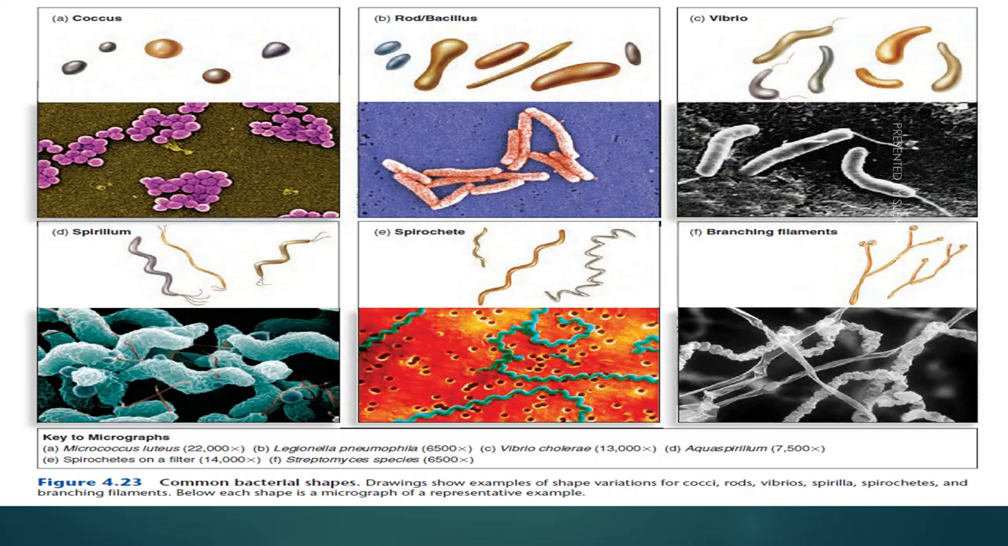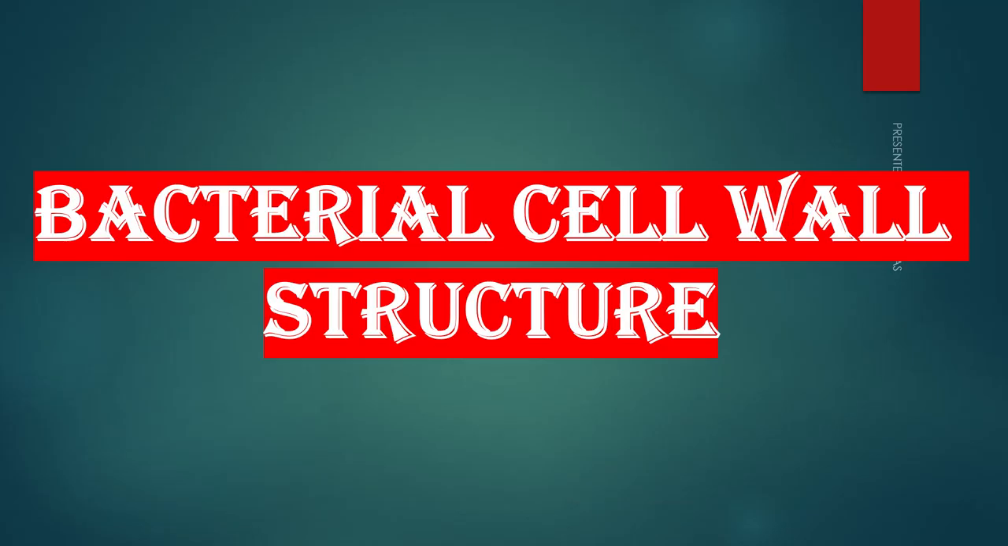And next, we can see them here: the coccus, rod shaped like this, vibrio like this, spiral shape like this, and spirochetes like this. Okay, so these are the pictures of the actual cells. In our next video, lecture 3, we will discuss the bacterial cell wall and bacterial cell membrane structure in detail.